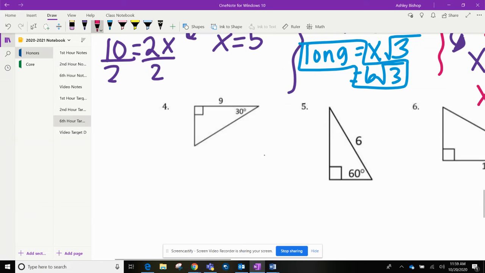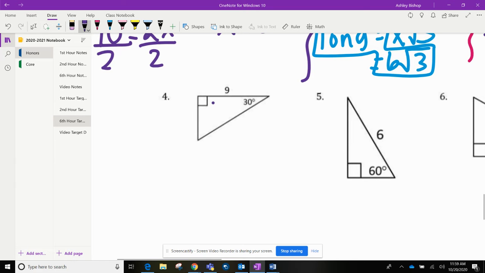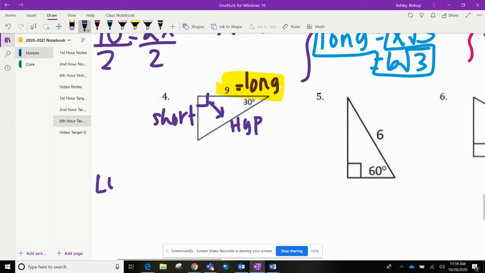Alrighty, like I said, this problem number 4 is a little different, but it starts off the same. So let's start this problem off by labeling my 3 sides. Here's my hypotenuse. My shortest side is my shortest side. And that leaves this up here, my long. So I was given a piece of information for my long side. So I'm going to highlight that and write it over here. So my long side is equal to 9.